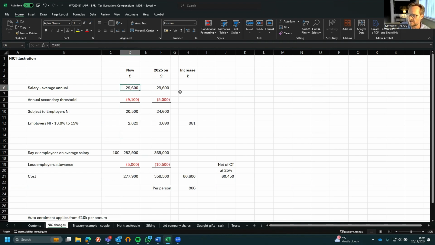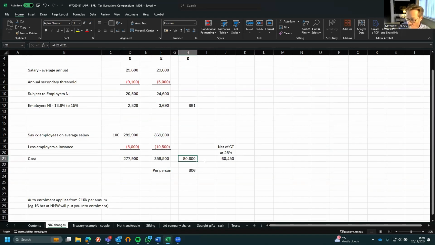Just quickly mop this up. That apparently is the average salary in the UK. So for an individual on the average salary, that's our threshold, the amount that's subject to employers' NI. But of course, the rate has gone up from 13.8 to 15. So the total increase for one individual on the average salary is £861 from April next year. Say you had 100 employees on the average salary, then the total employer NI increase from next year would be £80,600, which after corporation tax relief is a net impact of about £60,000.